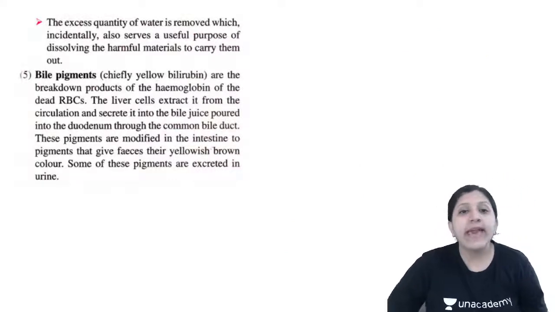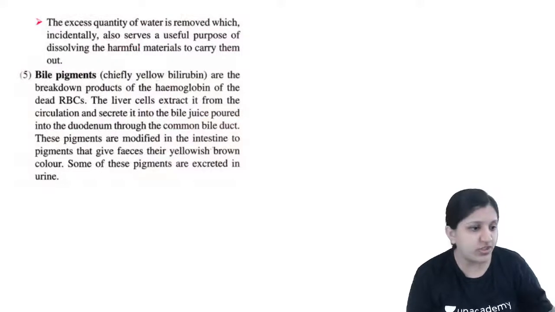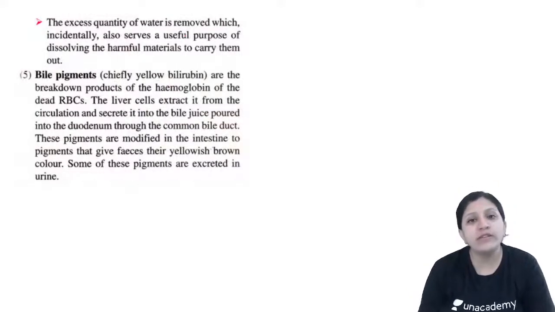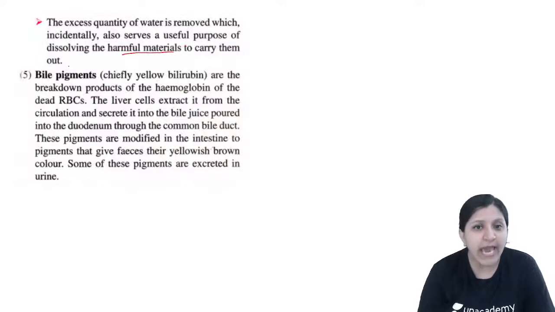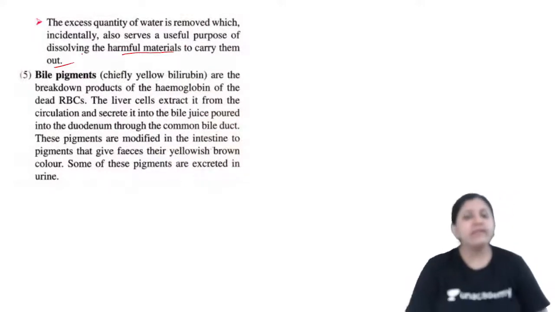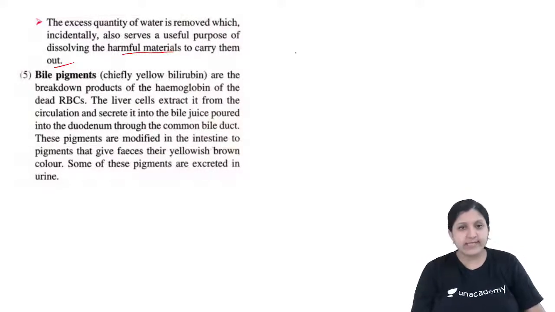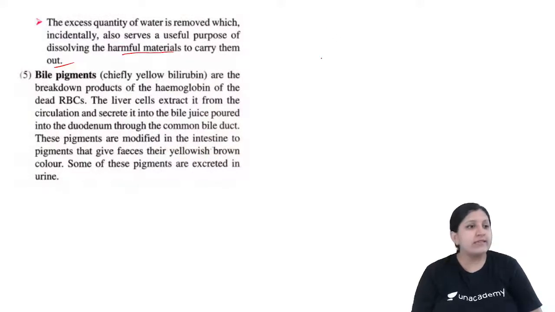Here, when we mention the excess quantity of water, the excess quantity of water is removed, which incidentally also serves the useful purpose of dissolving the harmful materials to carry them out. So if there is an excess amount of water, it can be used in dissolving the harmful materials to carry them out. Basically, the urea is there and the excess amount of salt is there, so we can use this water to dissolve the harmful materials, and that can be carried out in the form of urine.